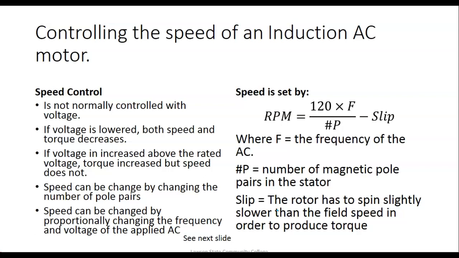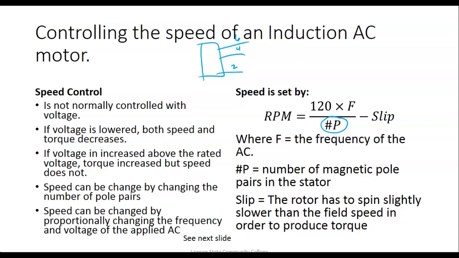Speed can be changed by changing the number of poles, which is what you're doing on your ceiling fan. If you ever pulled it off, it's got a common coming in and three outputs, and each output would select the number of poles. This one might select 2, this one 4, and this one 6. Each one of them would slow down, so the more poles you add, the slower the motor would run. Your ceiling fan is a 3-speed fan, and that's what you're doing.